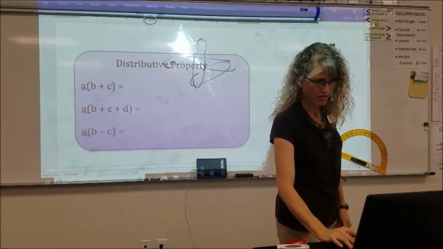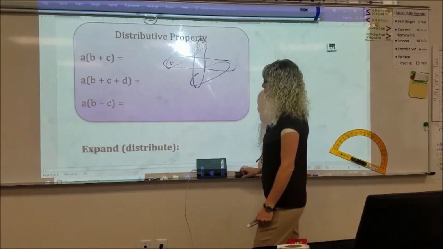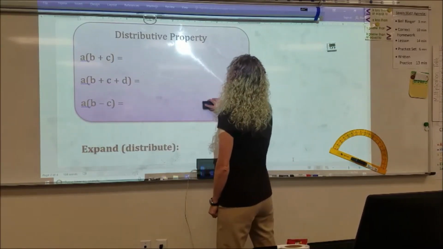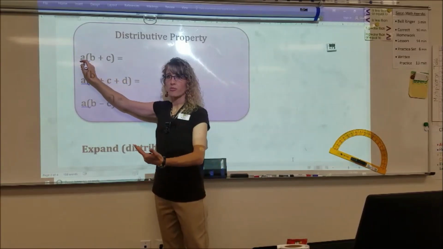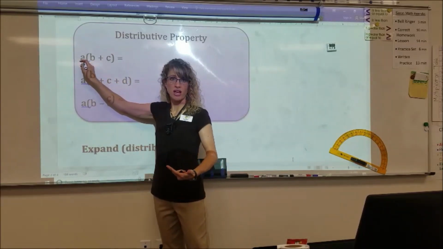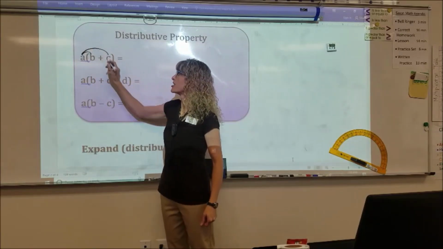So I'm going to skip right down to that property. It's the distributive property. What is it called? Get ready? Distributive property. So the distributive property says whenever I have something out in front of parentheses, it means multiply. So I'm going to multiply the A times everything inside the parentheses.